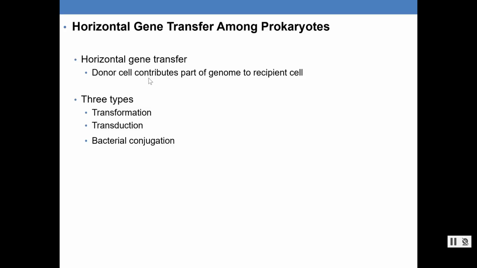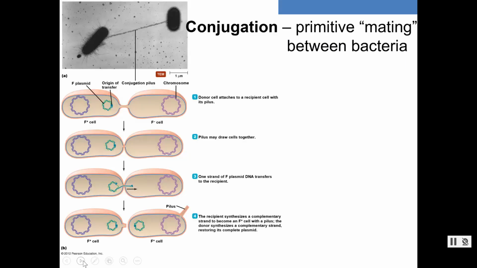Okay, so the donor cell contributes part of its genome. And again, when we're talking about horizontal gene transfer, unlike DNA replication where we make a complete copy, this is just sharing a portion of their nucleic acids, not the entire genome. So it is different than vertical gene transfer, when you would pass everything down. So there are three types: transformation, transduction, and bacterial conjugation. And conjugation might sound familiar because we've already covered this in chapter 3. So let's skip ahead to conjugation and do that one first.